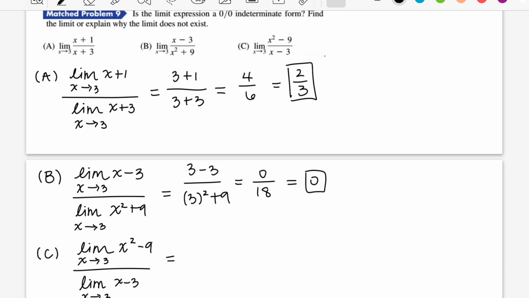And then lastly, we'll rewrite c. We can again plug in our 3 here. Now in this case, we get 9 minus 9 on the top, so that's 0, and 3 minus 3 on the bottom. So this example is in indeterminate form.